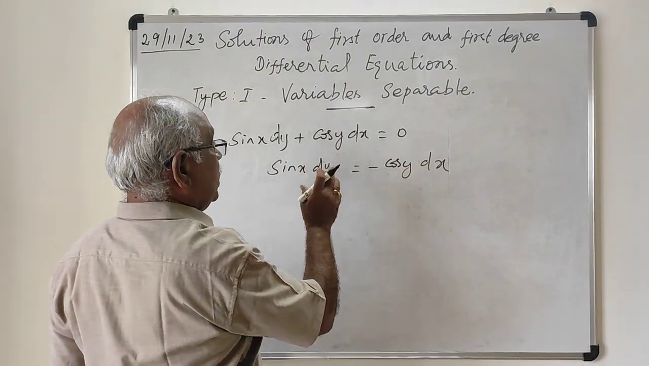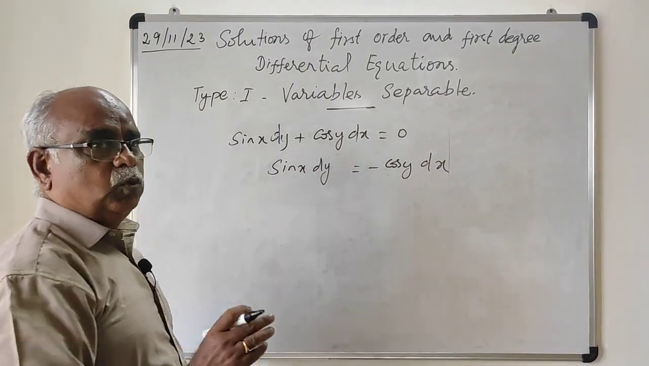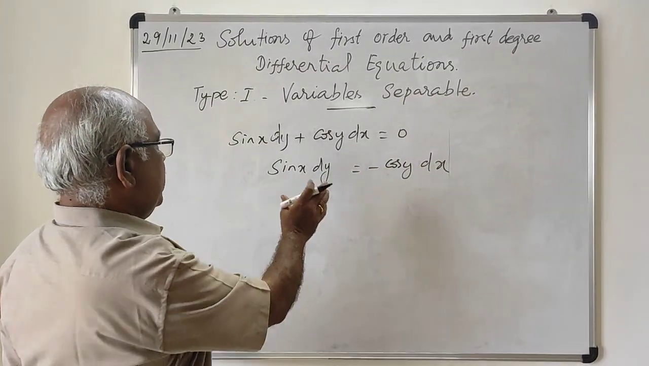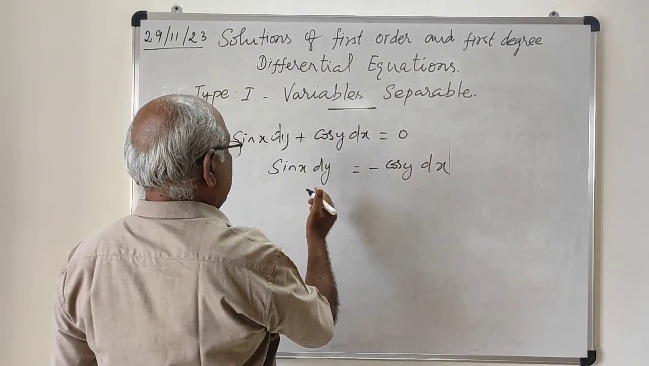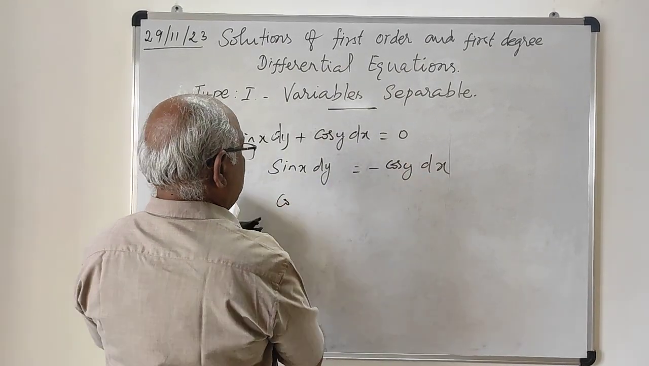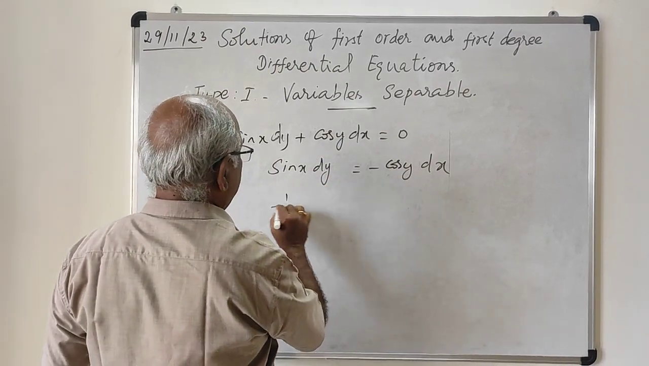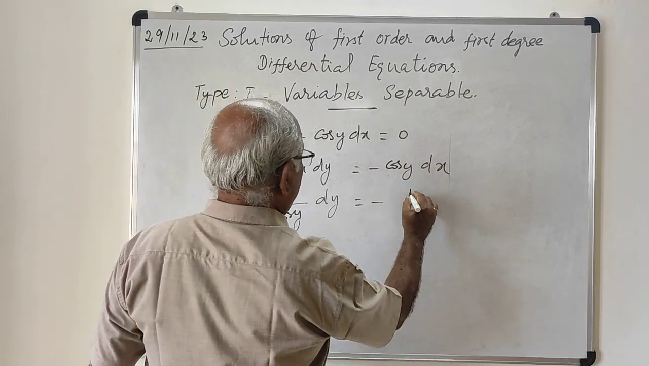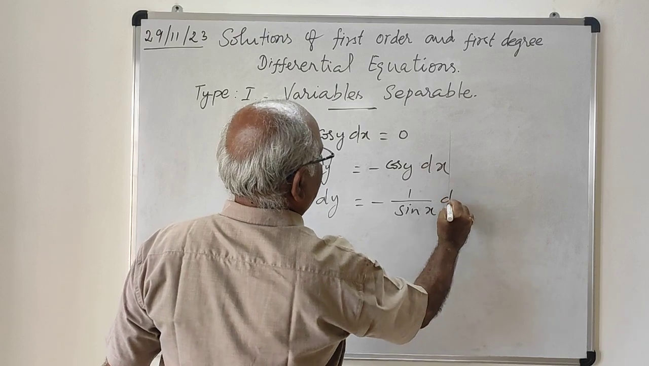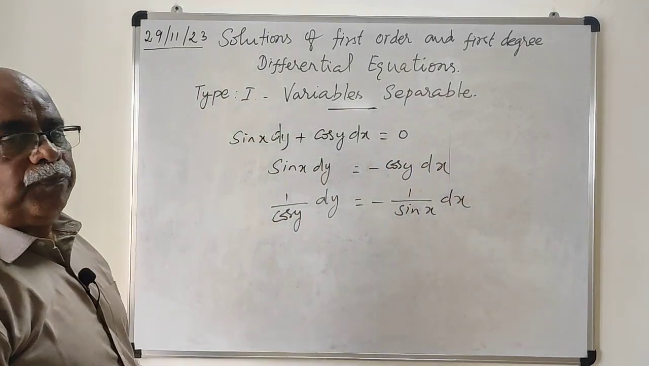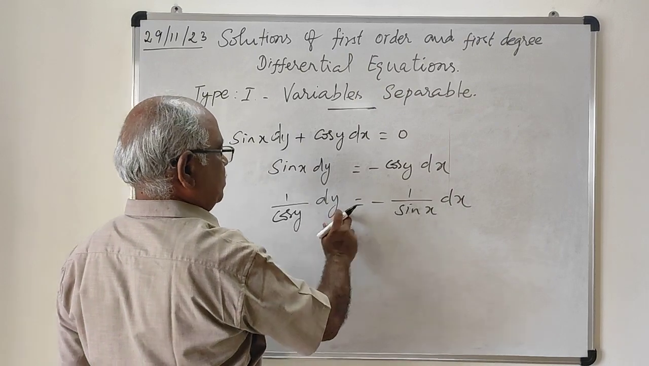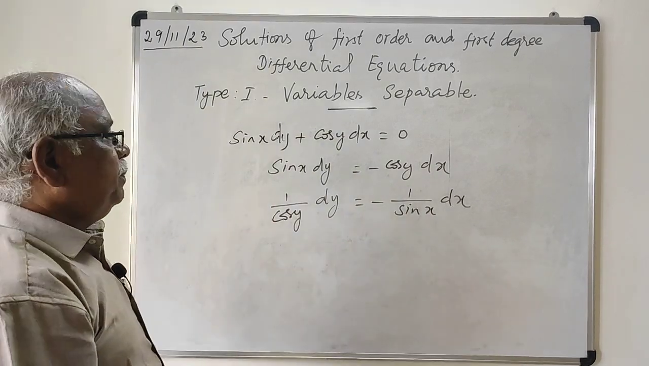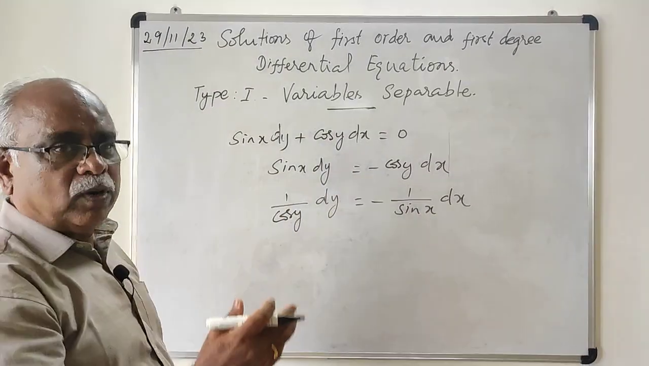So sin x dy, you keep dy and dx in the numerator itself. You should not bring dy and dx to the denominator here. You keep dy and dx as they are in the numerator only. So you bring this cos y to the left hand side, and this cos y becomes 1 by cos y dy is equal to minus 1 by sin x dx. So that's why the variables are separated. The y dy terms and x dx terms are separated. That's why this type is called variables separable. We are separating y terms and x terms on one side each.